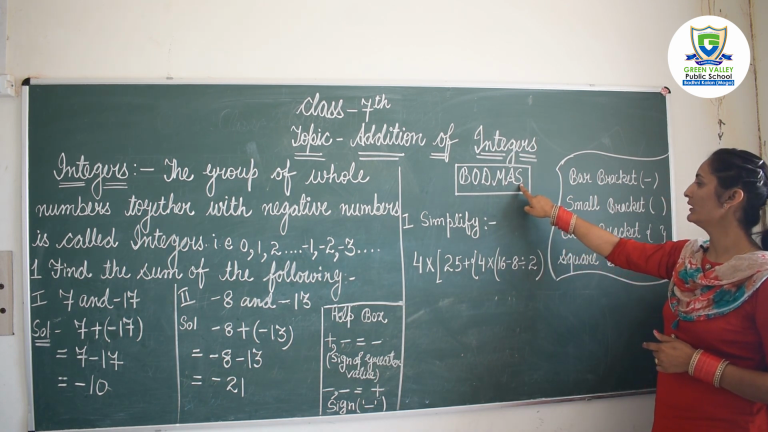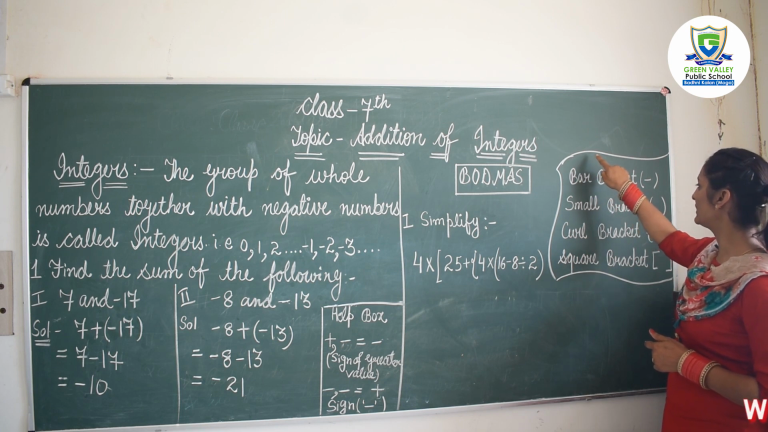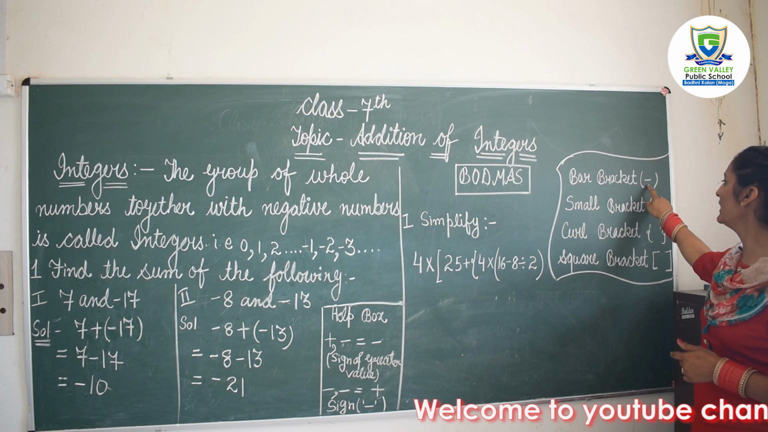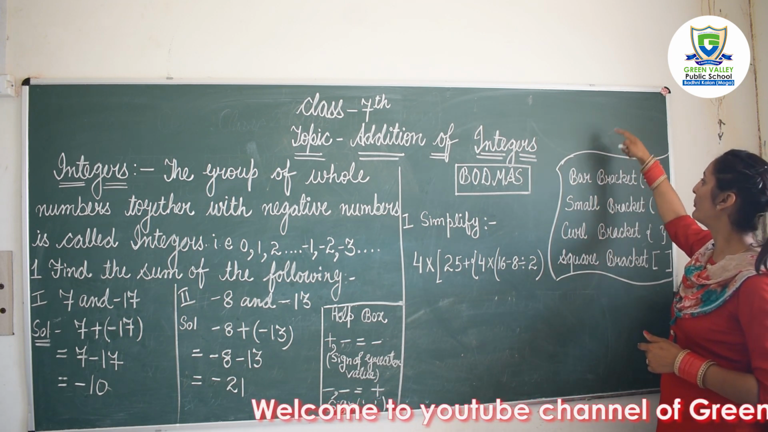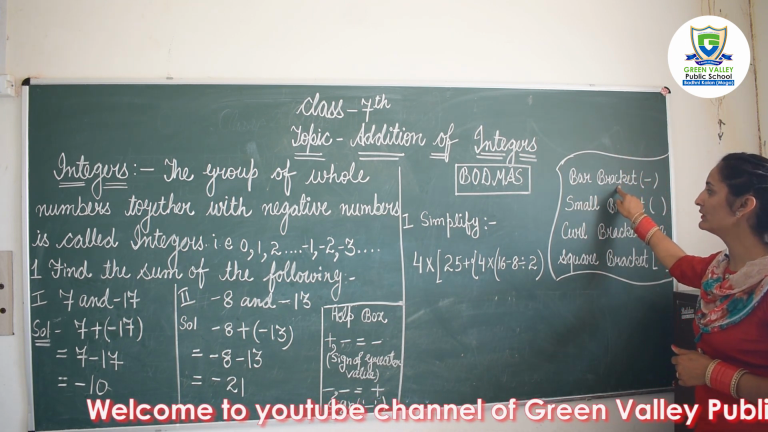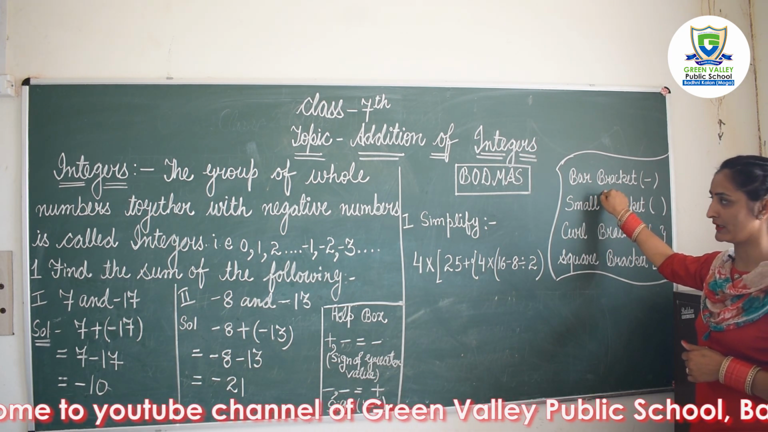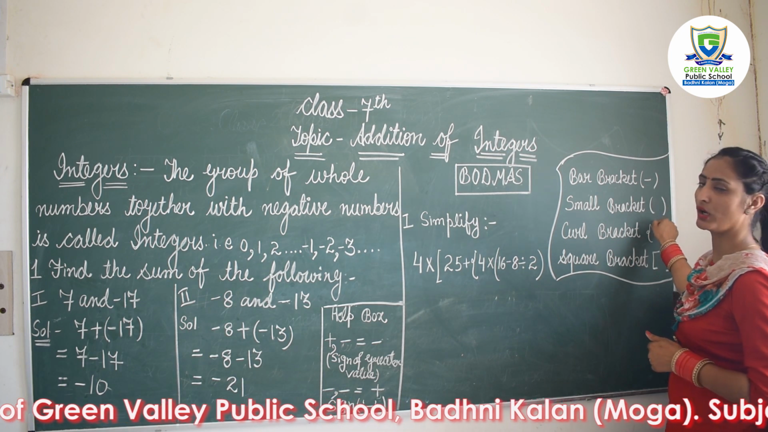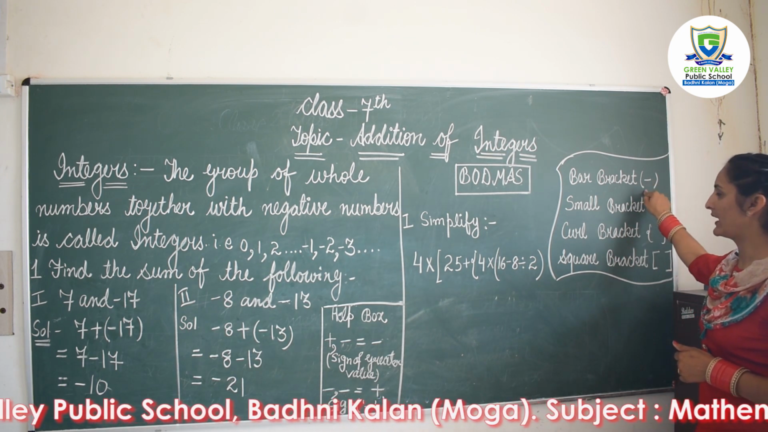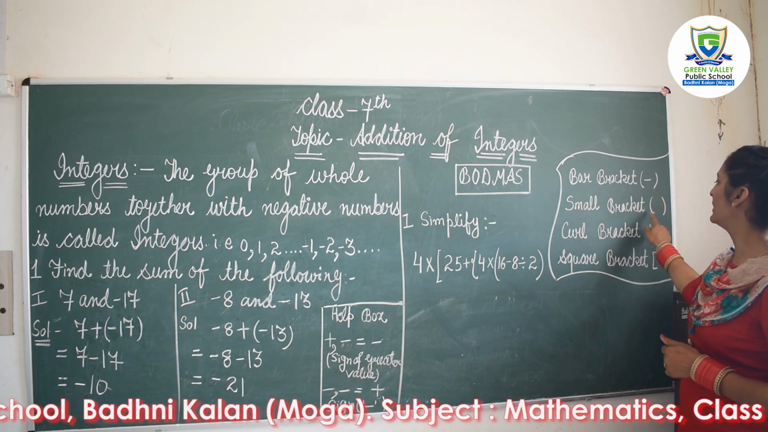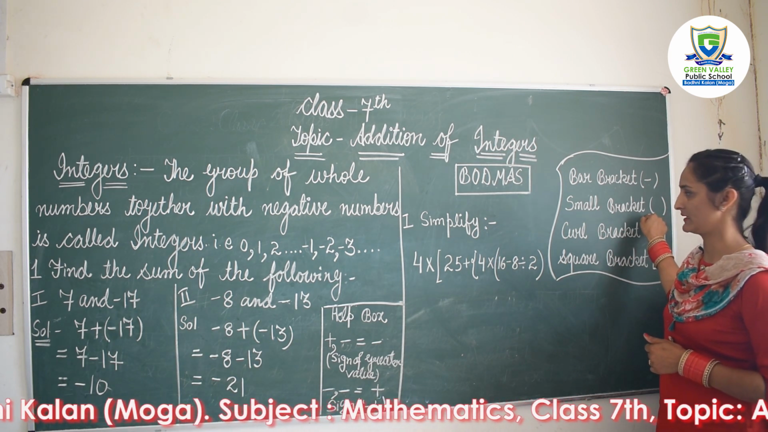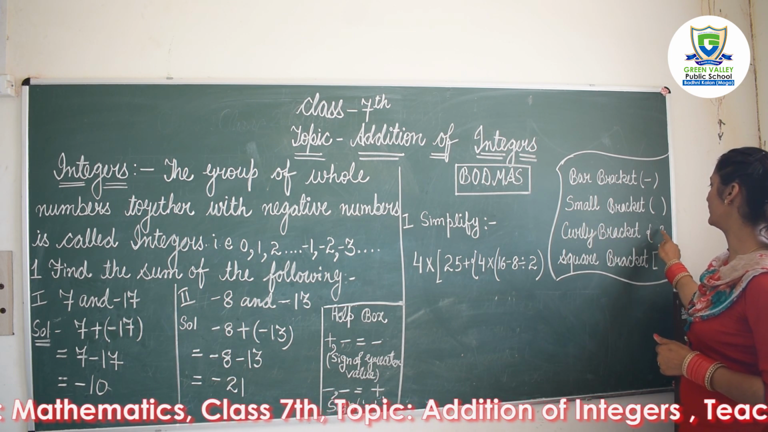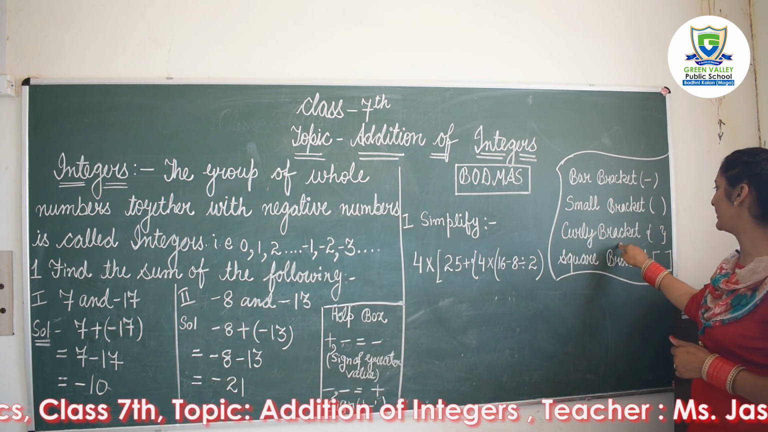First of all, I will tell you about the bars. First is the bar bracket. If any bar, like a line over the numbers, is given to you, then we have to solve that first. Then the next is called small bracket. This bracket is called small bracket. If a bar is not given in your statement, then we will check this small bracket. Then the next is curly bracket. Curly bracket is this one with the curls. This is called curly bracket.